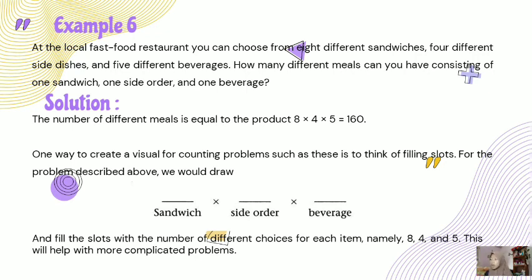One way to create a visual for counting problems such as this is to think of filling slots for the problem described above. We will draw blank sandwich times blank side orders times blank beverage, and fill the slots with the number of different choices for each item, namely 8, 4, and 5. This will help with more complicated problems.